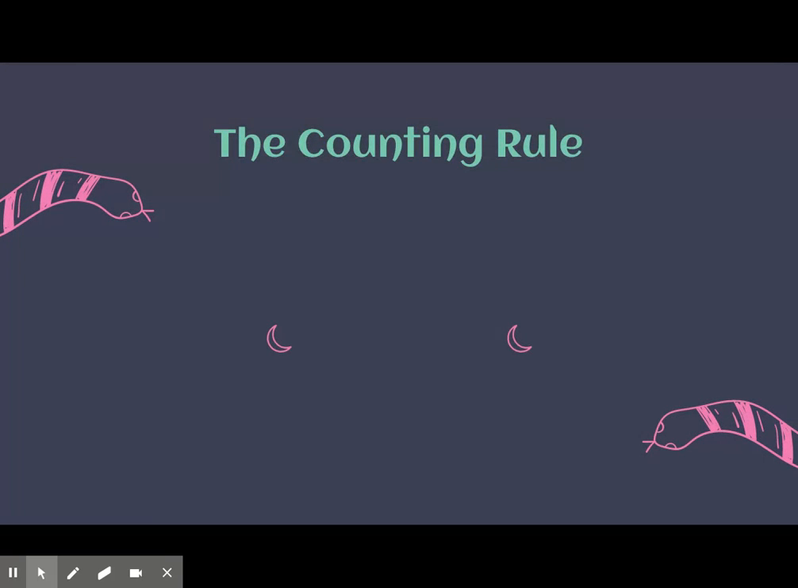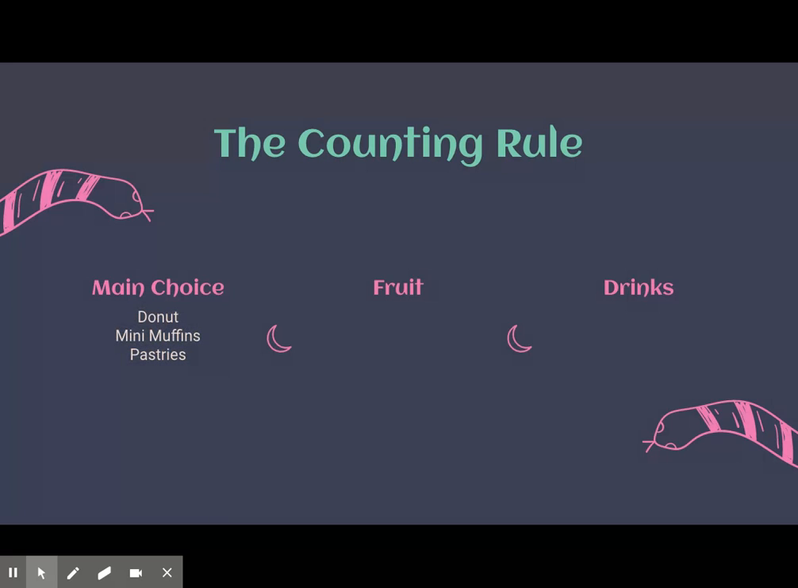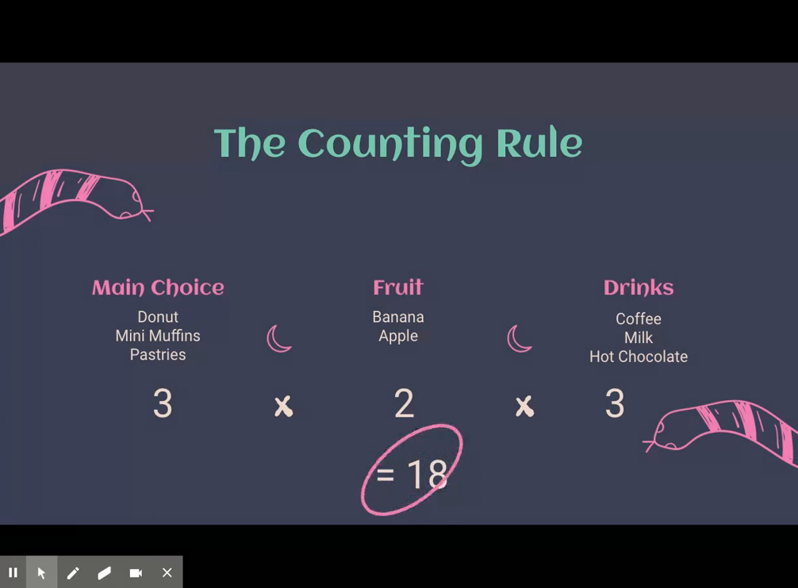So this is the counting rule. You have your main choice, your fruit, and your drinks, and each one of those is like its own event. Selection of the main choice comes from donuts, mini muffins, or pastries. Second event is a selection of fruit, the banana or the apple. And the third event is a selection of a drink, either coffee, milk, or hot chocolate. Now we're going to take each of those and multiply the number of outcomes together. So we get 3 times 2 times 3, and that is equal to 18. That's the number of possible outcomes.